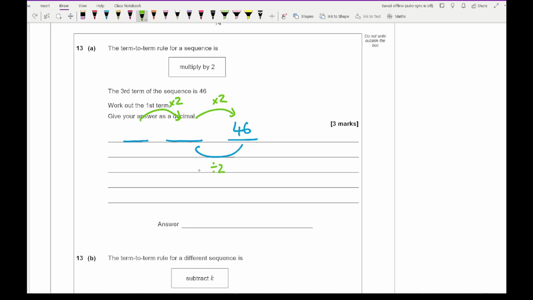So here, 46 divided by 2 is 23. Then if I do 23 divided by 2, I get 11.5. So the answer then is 11.5.